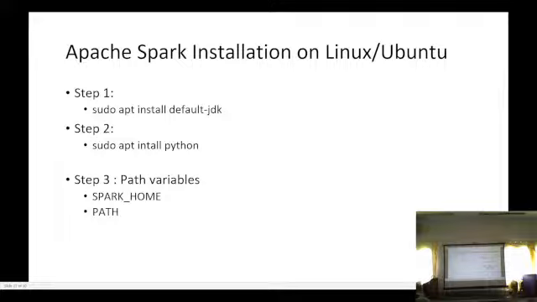To install Spark, if you are on the Ubuntu platform, first use sudo, which means super user, then sudo apt, the common command in Ubuntu is the apt tool, and install default JDK, since Java is a required platform. Then sudo apt install Python if you are working on Python. If you are working on Scala, you can install that. Then set the Spark path and all these things, and then you can work with it.